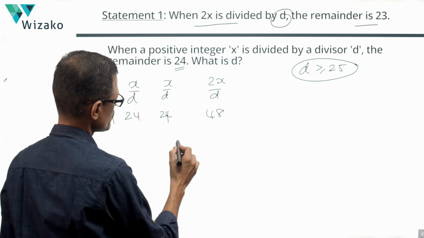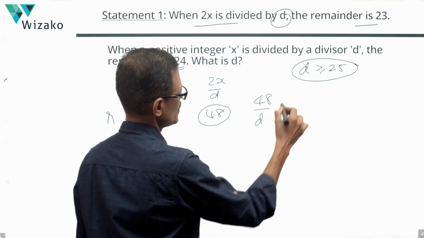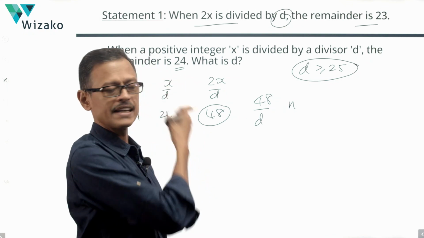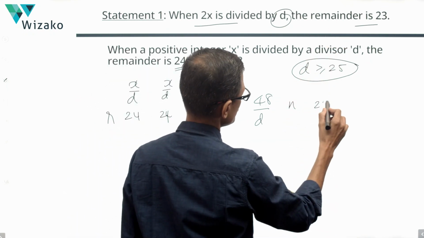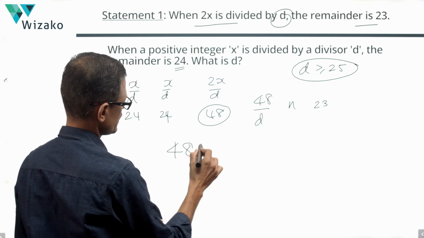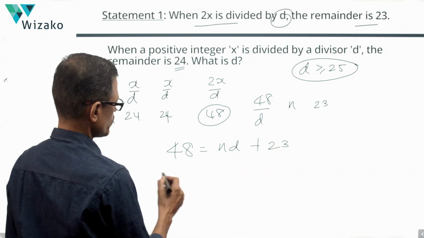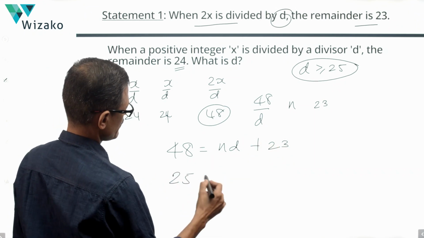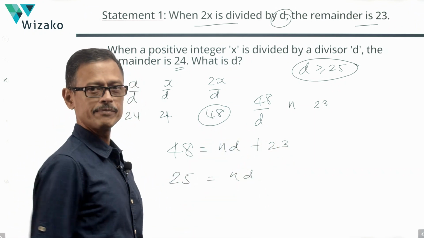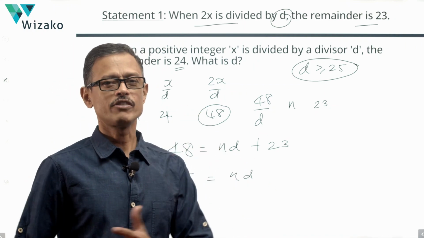So what we would have done is, we would have taken this 2R, 48, divided it by the divisor, got some quotient along the way, and would have ended up with a remainder which is equal to 23. So therefore we can say 48 is equal to nd plus 23. So 25, taking this 23 to the left hand side, is equal to n into d. So 25 is some multiple of our divisor.